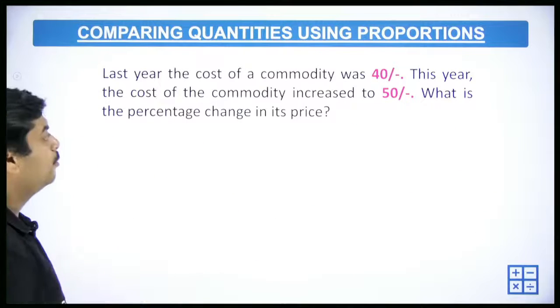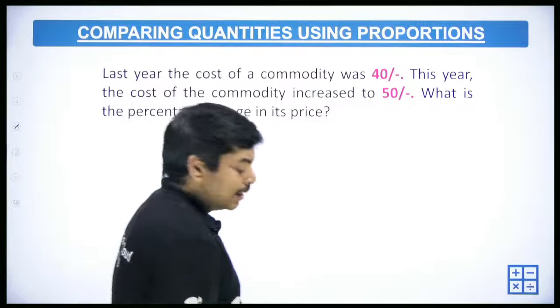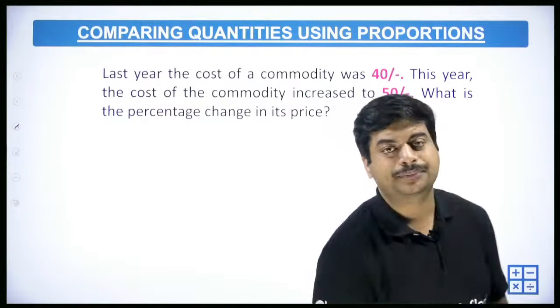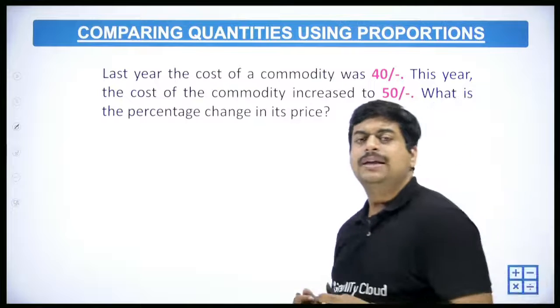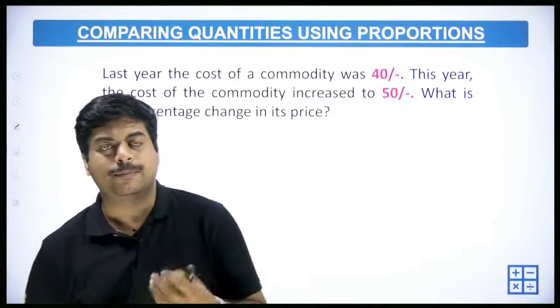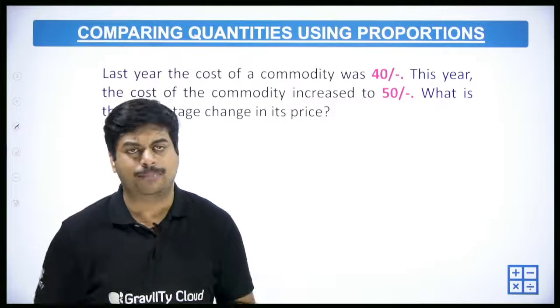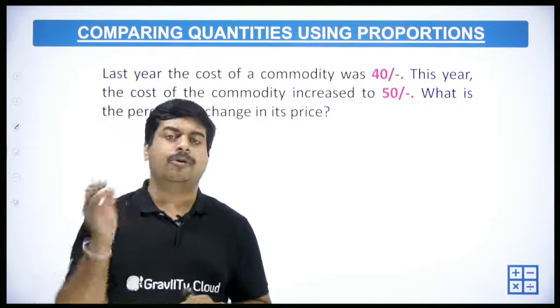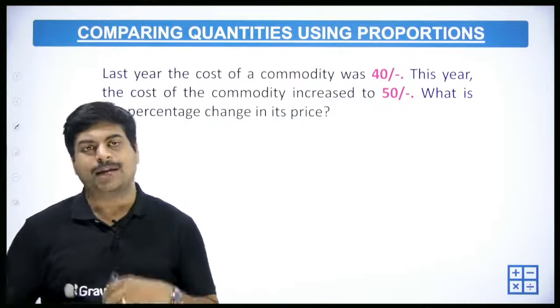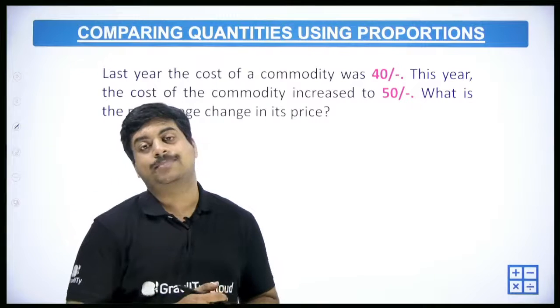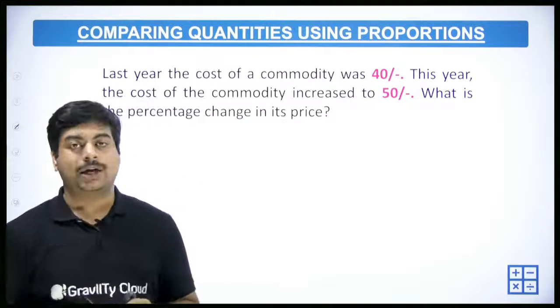Last year, the cost of a commodity was 40 rupees. There is a real life case here. When we are purchasing anything, the prices may increase or decrease day by day, depending on the product. Not every product will go on increasing its price. Sometimes due to the market's ups and downs, the price also will go down, right?